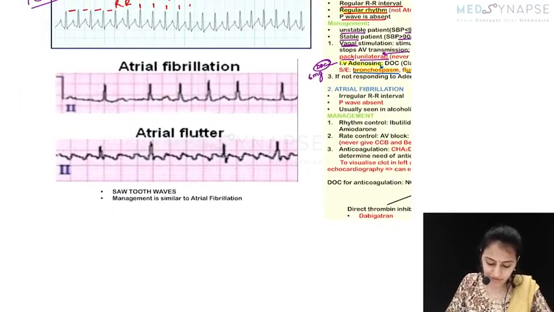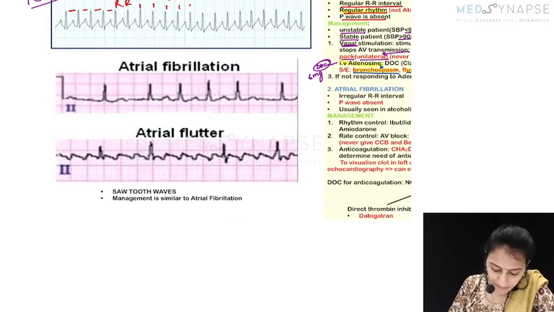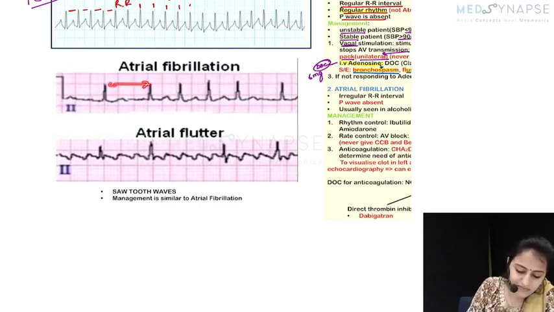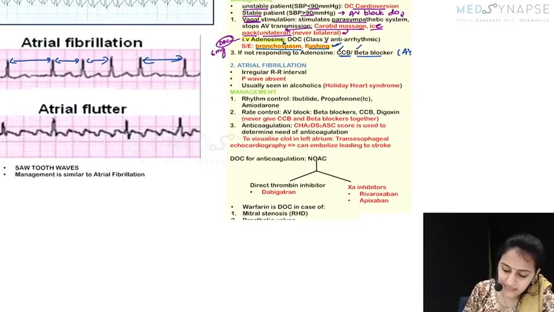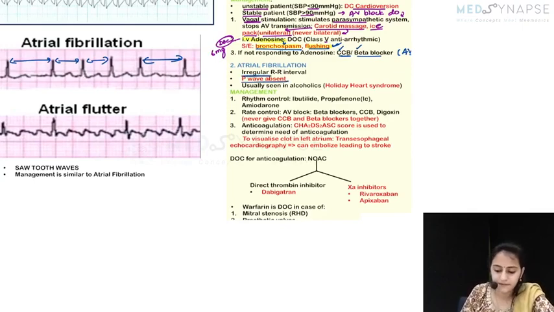This is atrial fibrillation, where you see that the baseline is not constant and even the rhythm is irregular. Here the RR is this much, here the RR is less, then the RR is more again. It is an irregular RR interval with the P wave absent.